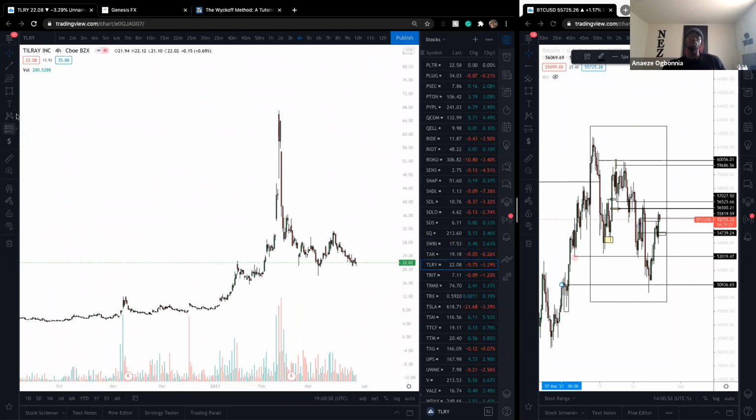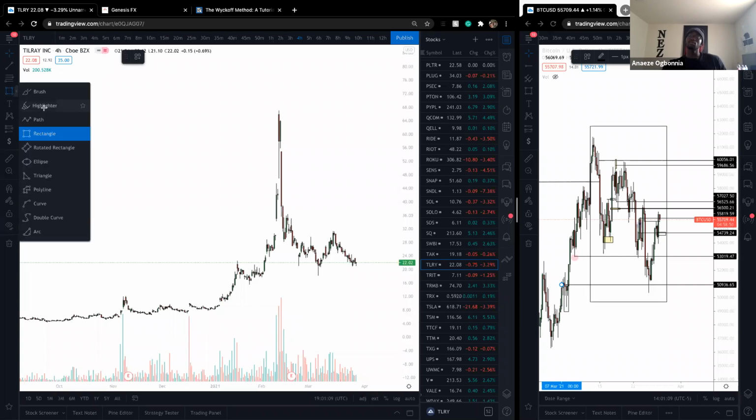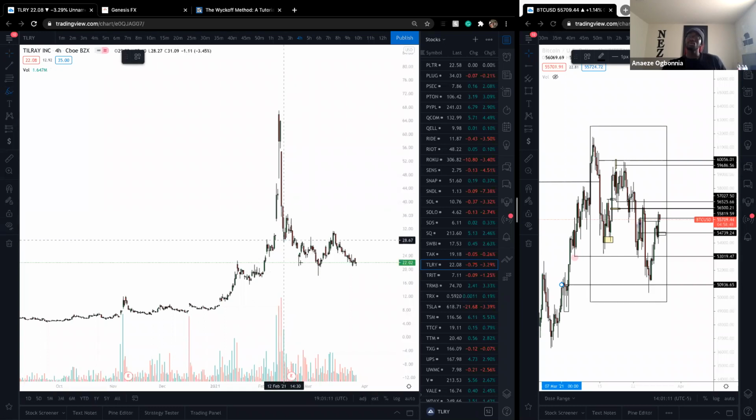So we are forming some pretty nice schematics here. Nothing too heavy, but I like what I see. Definitely like what I see. Tilray, huh? I don't know if this is tech or something. I don't know what this is, but I like what I see here. Most definitely.